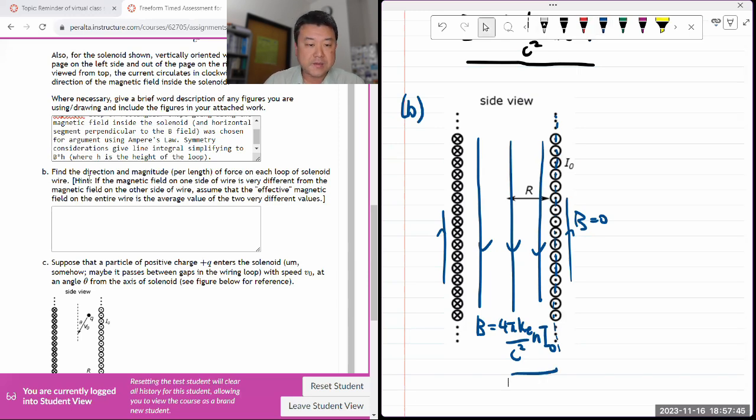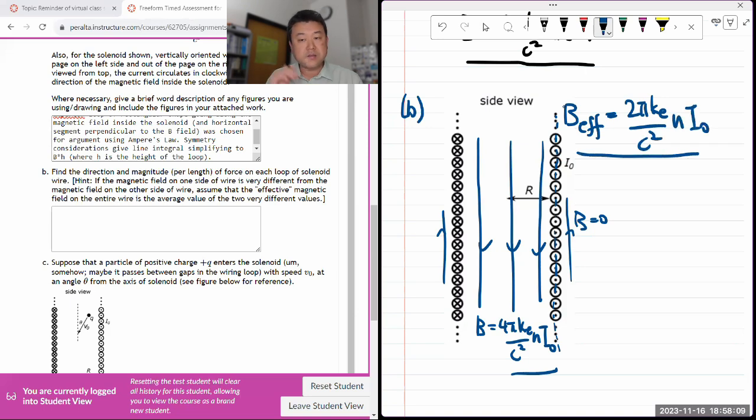And that's why it's giving this hint. If the magnetic field is very different, not smoothly different, from the magnetic field on the other side, the effective field is the average. So based on that hint, I'm going to say B effective is this thing divided by 2, so 2 pi ke over c squared and I naught. That's what I'm going to say is the magnetic field at all the points on the loop along the solenoid. The loop looking like this.